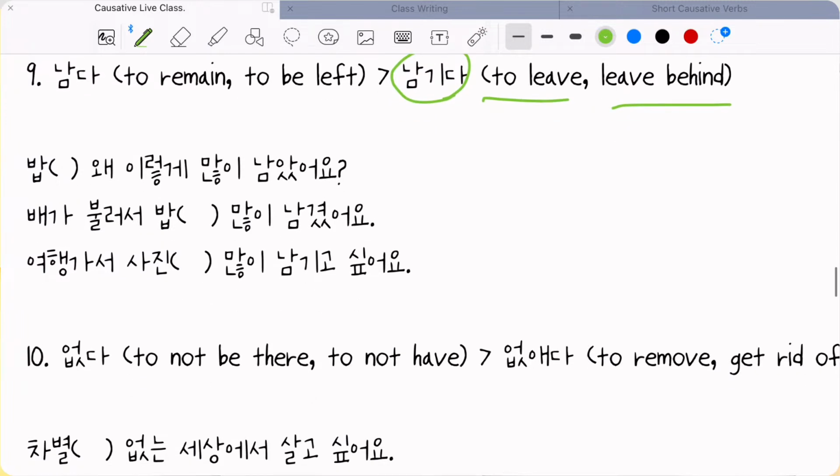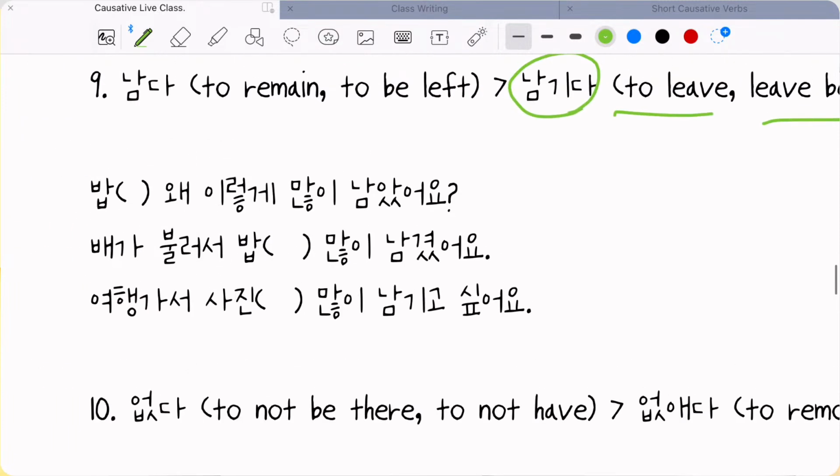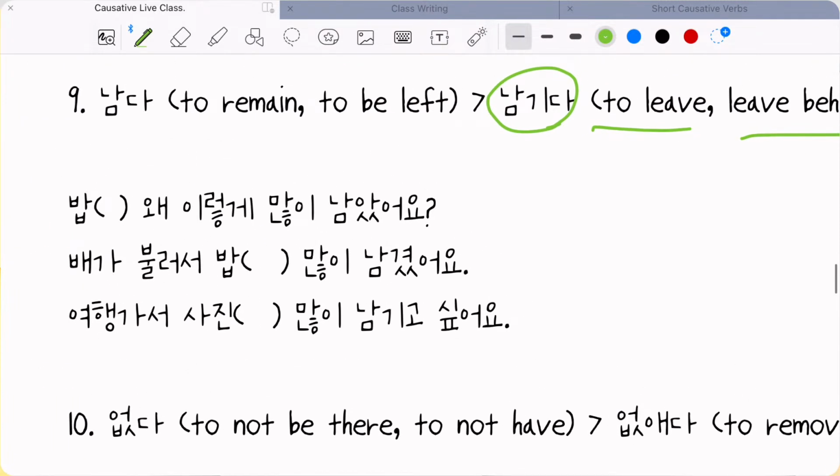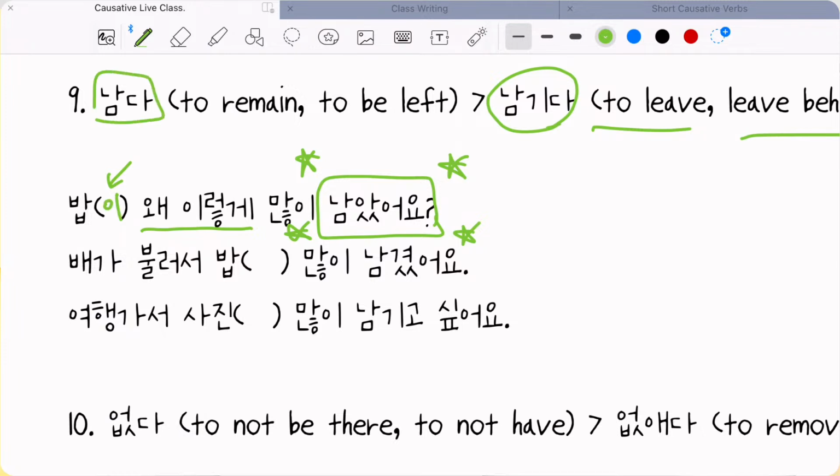그러면 첫 번째, which particle is the correct one in the first blank? 밥 blank. 왜 이렇게 많이 남았어요? To figure out the correct particle, you can pay attention to the verb that is used with it, right? So it should be 밥이 왜 이렇게 많이 남았어요? Because 밥 is the thing that remains, is the subject that remains. So 밥이 왜 이렇게 많이?